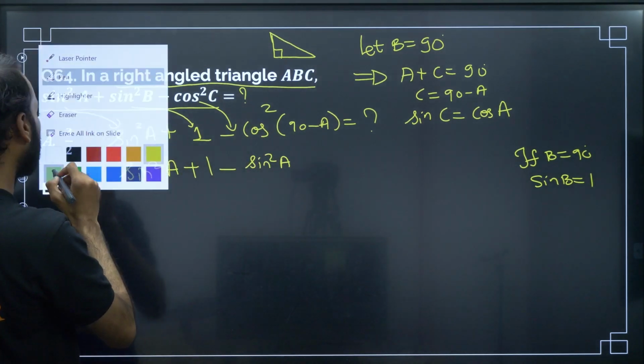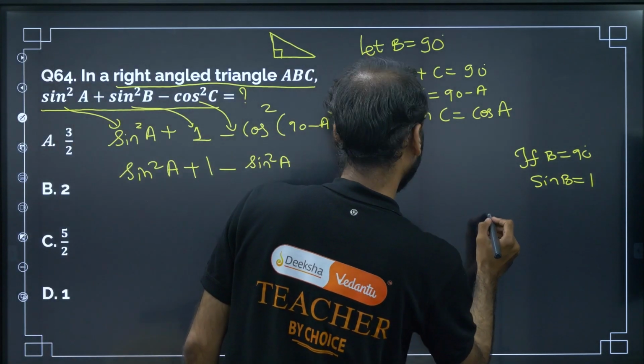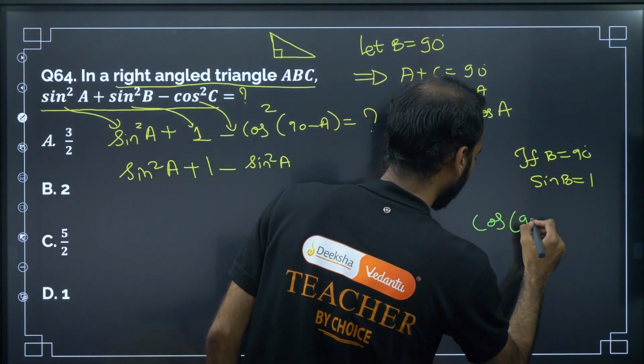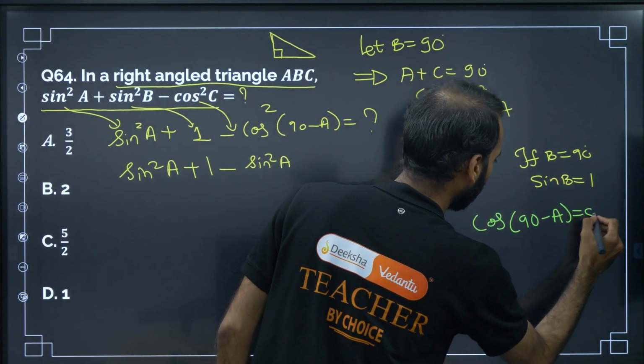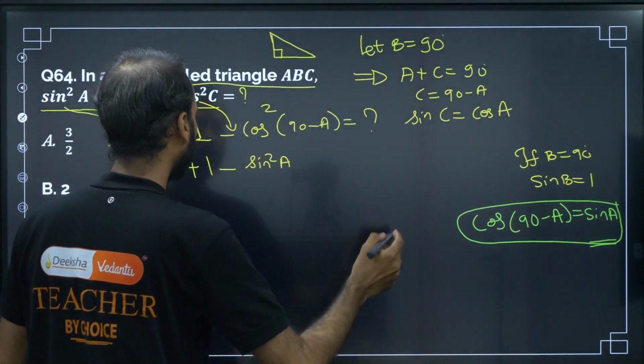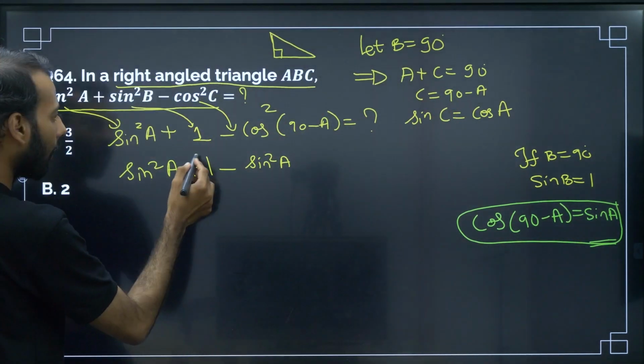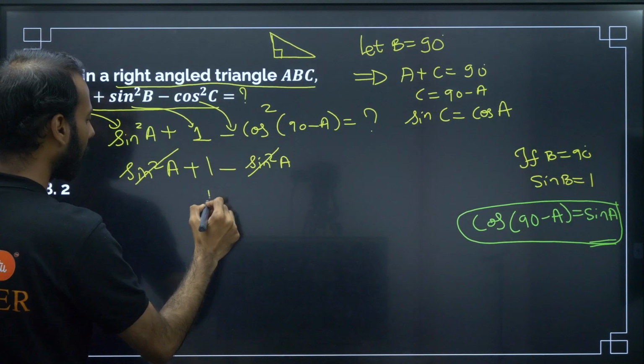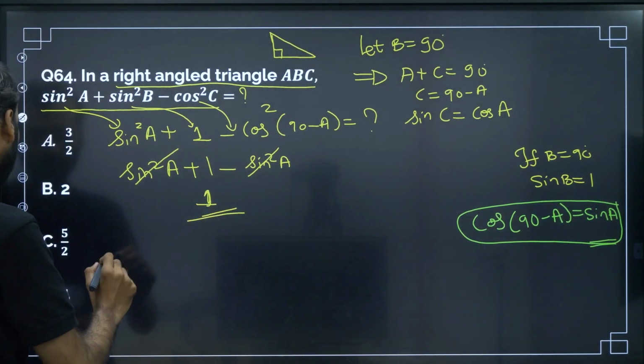For the synopsis, you take 1 point: cos of 90 minus A is equal to sin A. You might be already aware of this synopsis point. So sin square A gets cancelled, and 1 is the answer. So option D is the answer.